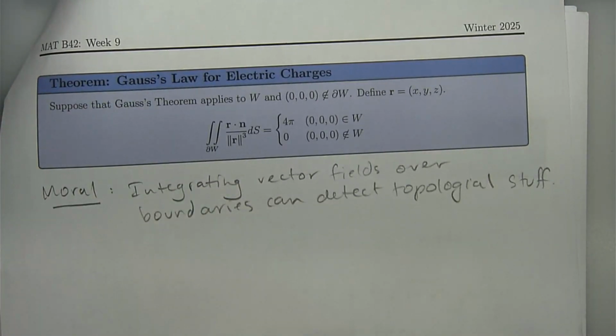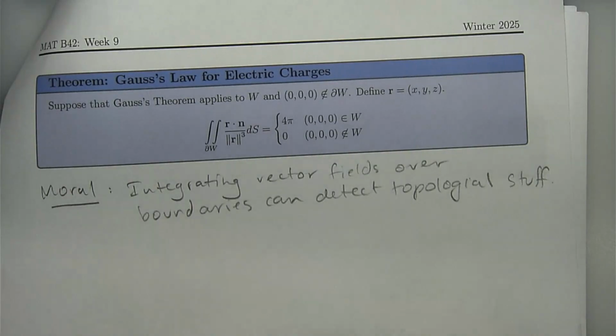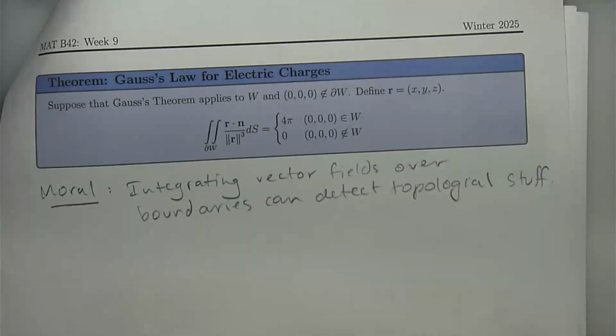And I think the physics intuition here is something like if you have a point charge inside W, you can pick that up as the flux on the boundary of W. So if you've got like an electron in a big ball, you can pick that up just by looking at the boundary of the ball.